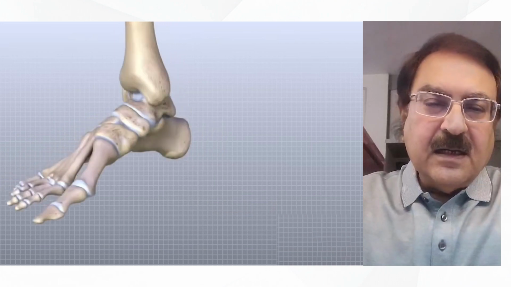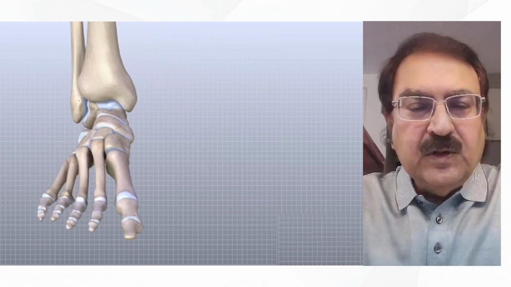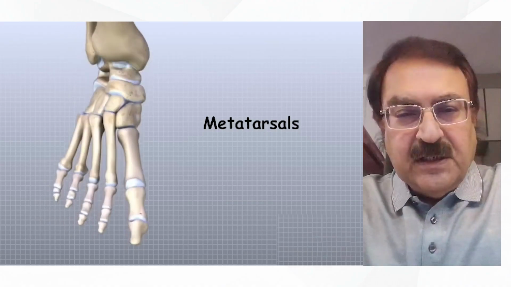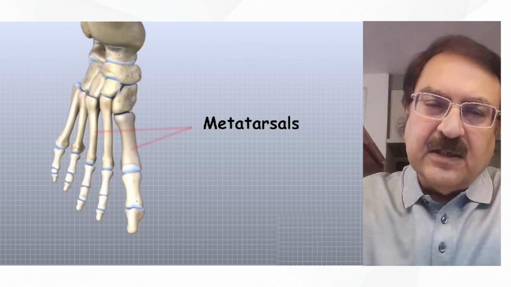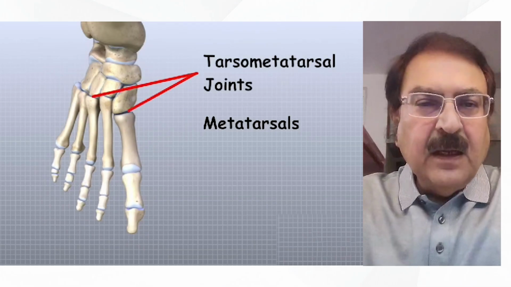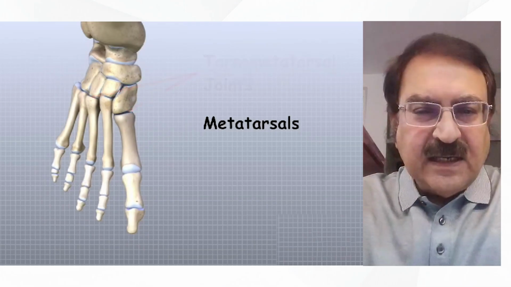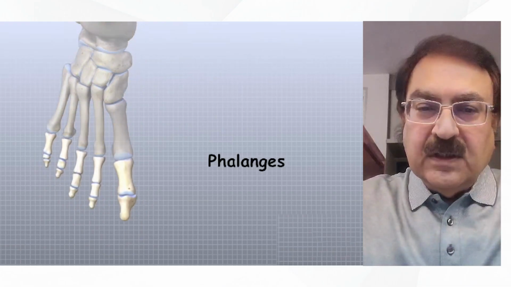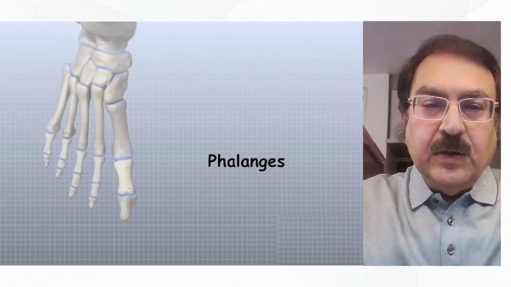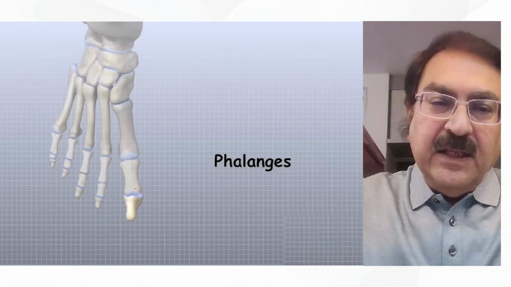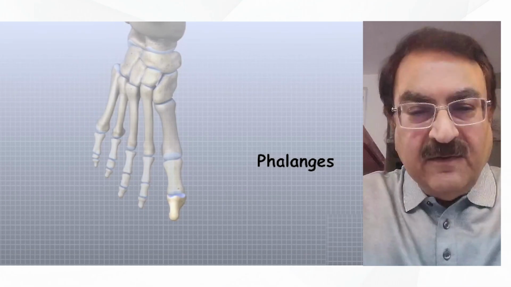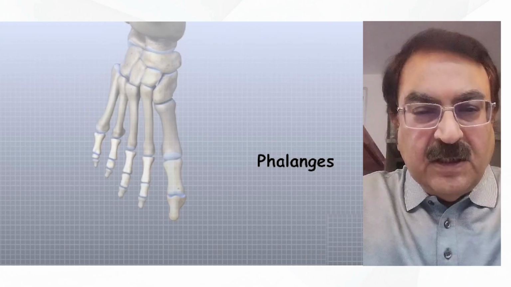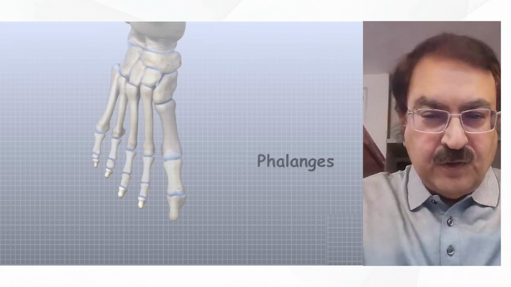The tarsals are connected to the five long bones of the foot, called the metatarsals. The joints between the tarsals and the metatarsal bones are fairly rigid. Not much movement occurs at these joints. Finally, there are bones of the toes, the phalanges. The great toe has two phalanges. Each of the other four toes has three phalanges. The metatarsals and the phalanges together form the forefoot.